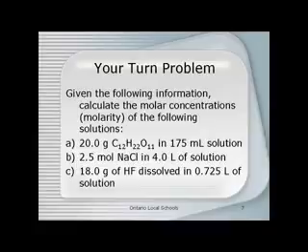If you will write these down and pause the podcast and go ahead and solve these, and when you resume, we'll look at the solutions. Remember the preliminaries. Make sure that your volumes are in liters, and that if you're given grams of solute, convert to moles.